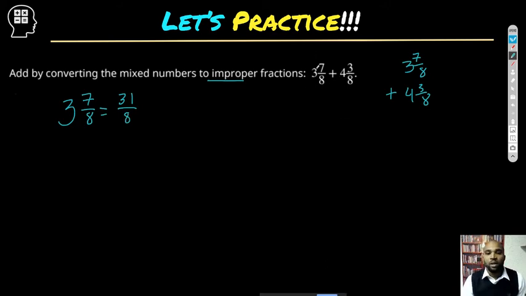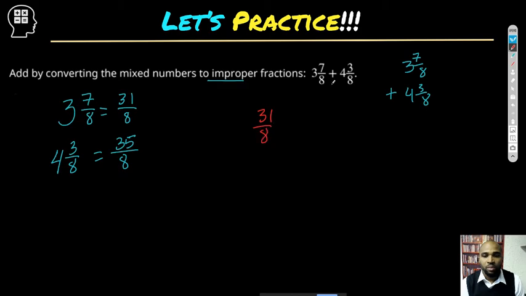If you want more practice on that, check out a previous video I've done over just changing mixed numbers to improper fractions. And 4 and 3/8 is going to be handled the same way. 4 times 8 is 32, plus 3 more. 32 plus 3 is 35 over 8. So now instead of writing it this way, we're going to look at it as an improper fraction. So I'm going to make this 3 and 7/8, 31 over 8, plus 35 over 8.